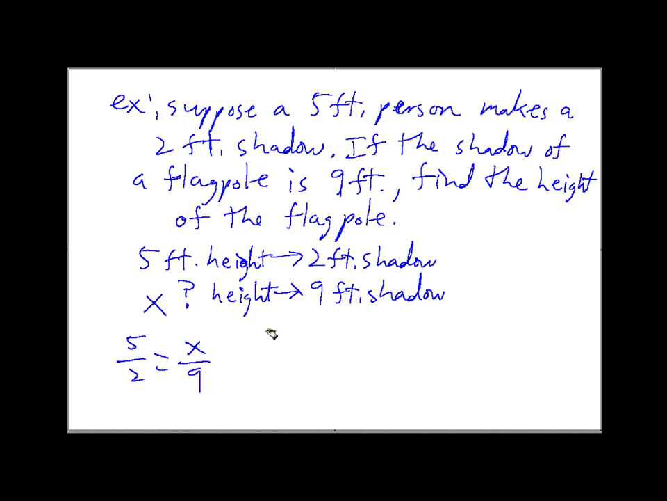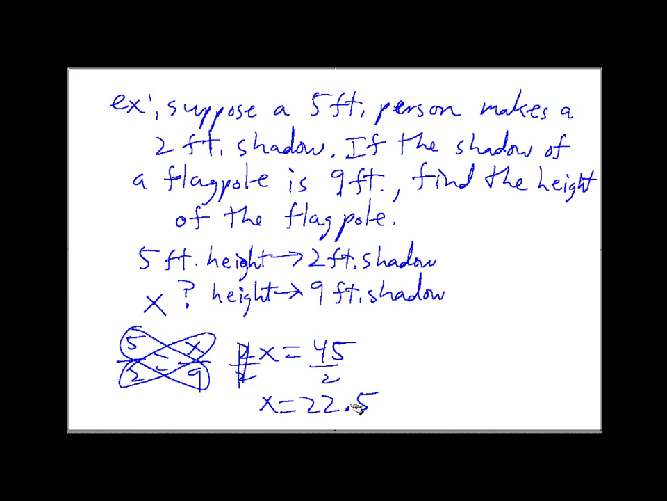Can we see the logic here? Again, height is to shadow, 5 over 2, as height is to shadow, x over 9. There it is. And this is a proportion we can solve very quickly. Cross multiply here, so we get 2x equal to 5 times 9, which is 45. So dividing both sides by 2, we get the answer of what?